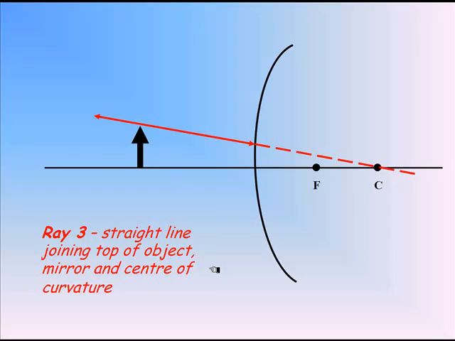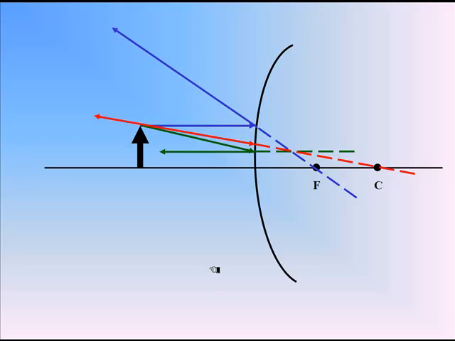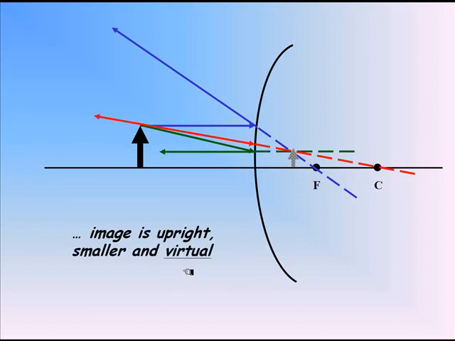The third line would be drawn from the tip of the object through the center of curvature. Where those three lines converge, right here, that's where our image will be. You can see in this case that the image is erect or right side up, and because it's right side up, it's virtual. You can also see from the ray diagram that it's smaller than the object, and so it's diminished. Alright, so the image is upright, smaller, and virtual.